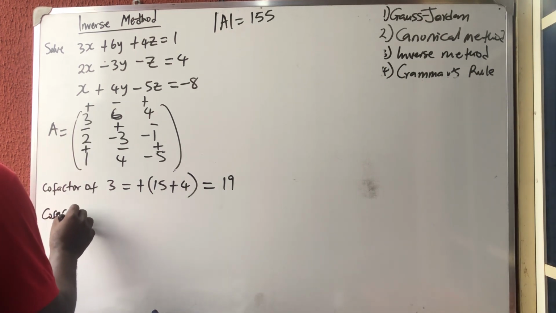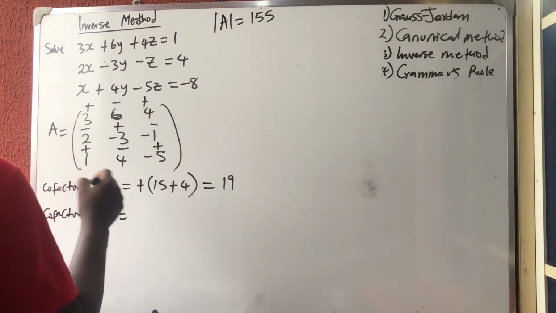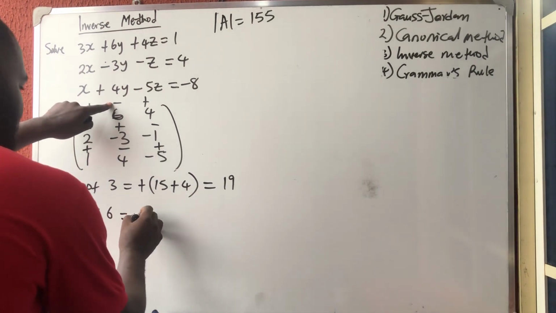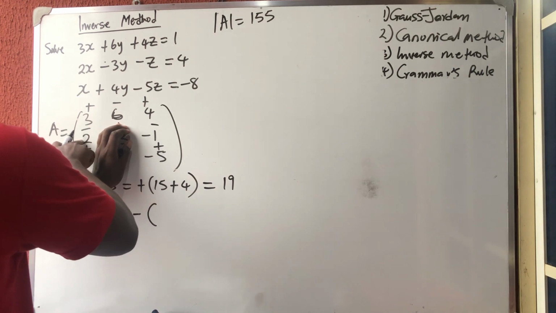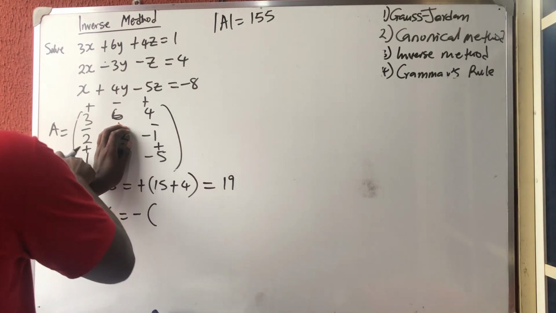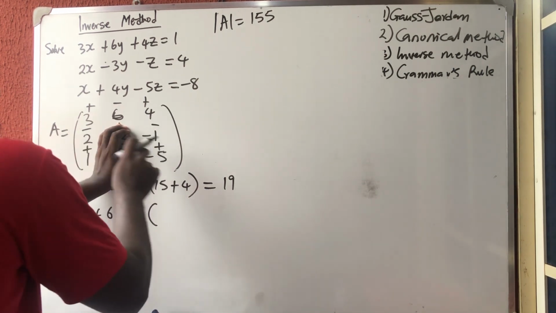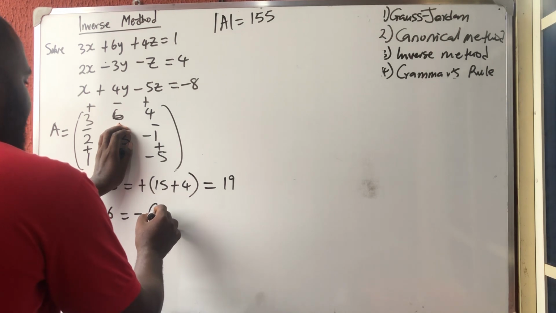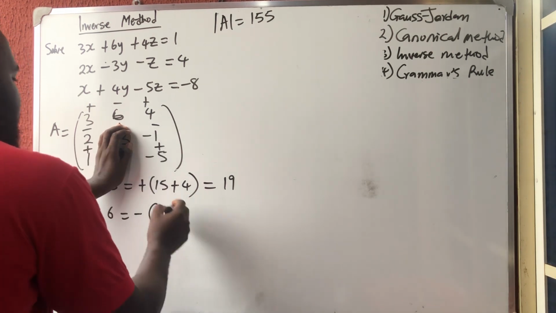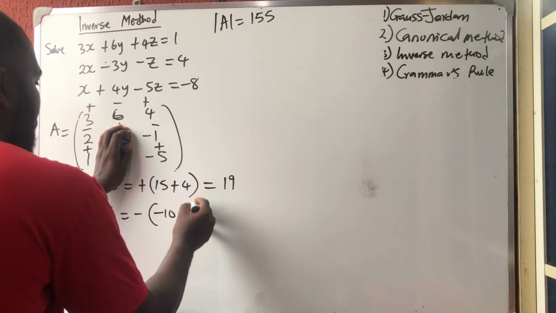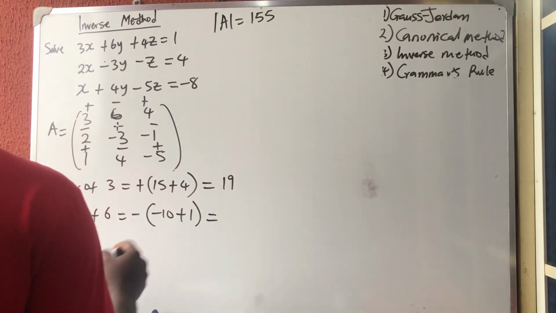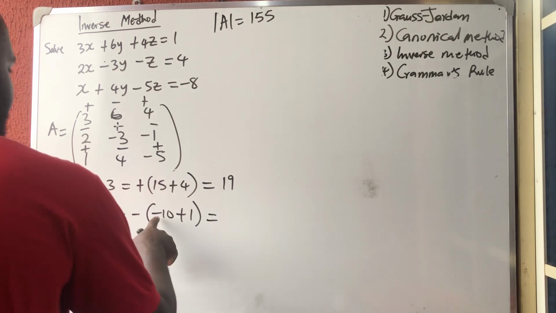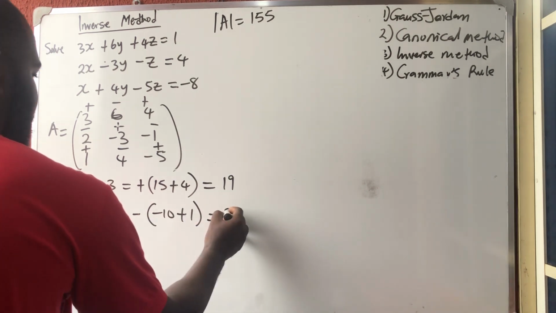This is 19. So cofactor of 6. Cofactor of 6 is minus. So minus in bracket of, I'm closing here and closing here. So I'm left with 2, minus 1, 1 and minus 5. This time this will give you 2 times 5, 10. This time this will give you minus into this, which is plus 1. Okay, which will give you 9. Minus 9 times this will give you just 9.